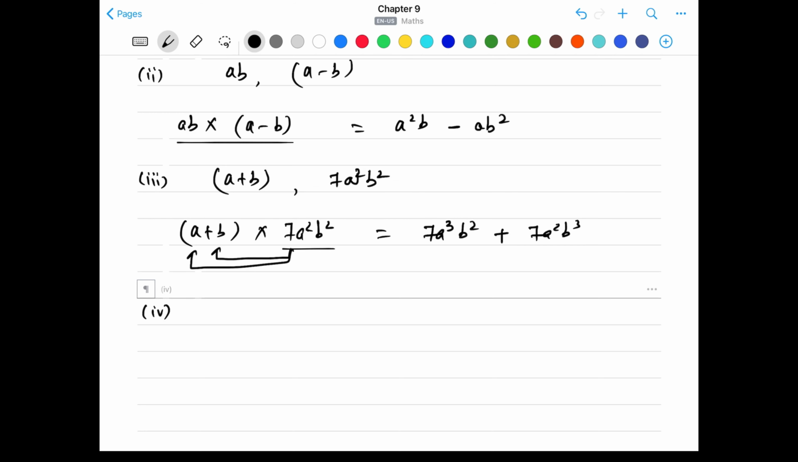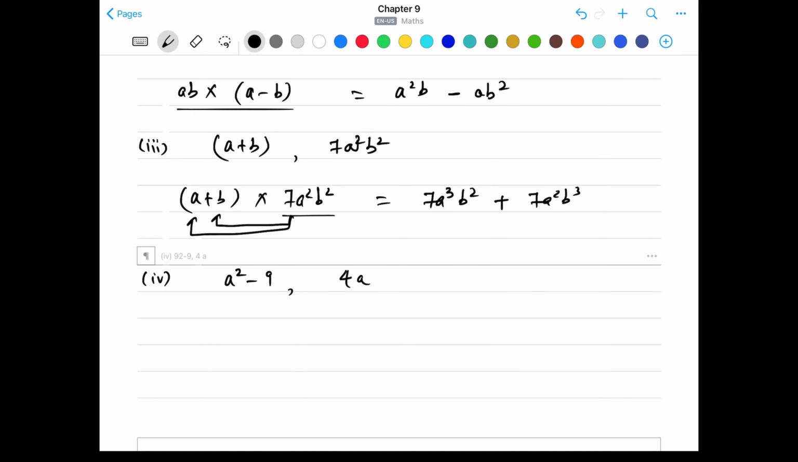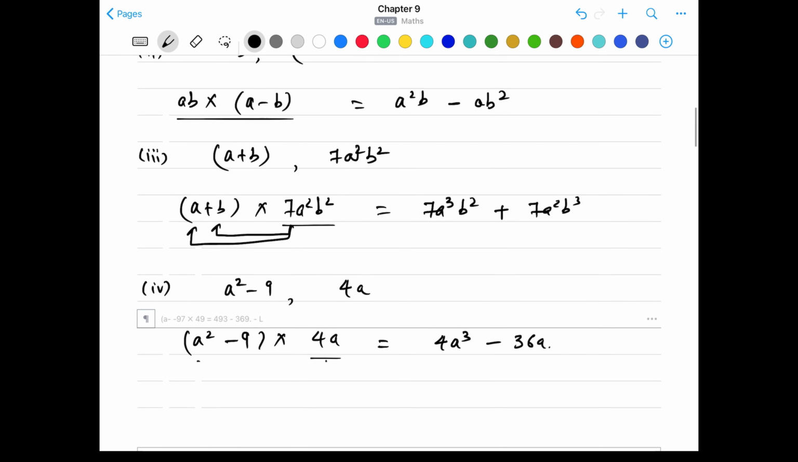Here we have to multiply a square minus 9 by 4a. So we first write them in the multiplication form, that is a square minus 9 into 4a. Okay, so this 4a multiplied to a square will result in 4a cube, and this 4a multiplied to minus 9 will give us minus 36a. Okay, so that's the answer of part 4 of question number 1.